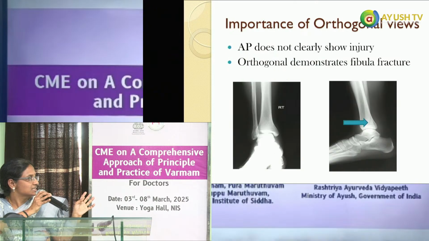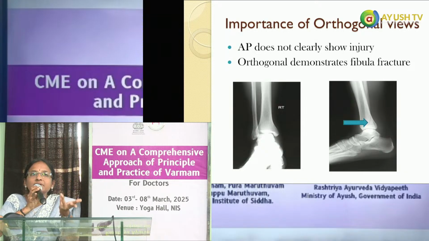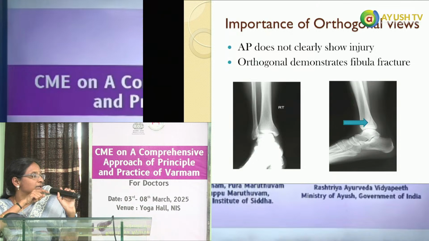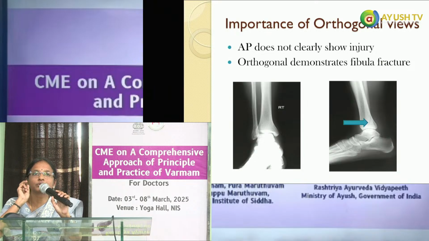The first X-ray is the AP view of the ankle joint with the lower leg, tibia and fibula. There is an injury history and the X-ray was done, but nothing is seen. It looks normal. So the second time they changed the view and took a lateral view. When the lateral view is taken, a small fibula fracture is seen. So sometimes one view would not be sufficient for detecting the fracture. If we use lateral, oblique and orthogonal views, we will be able to pick up the fractures.